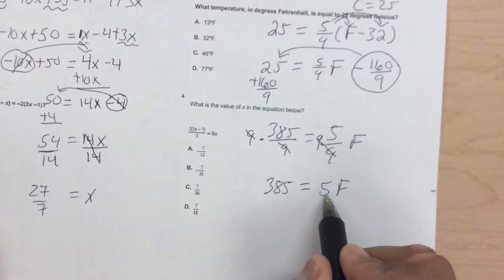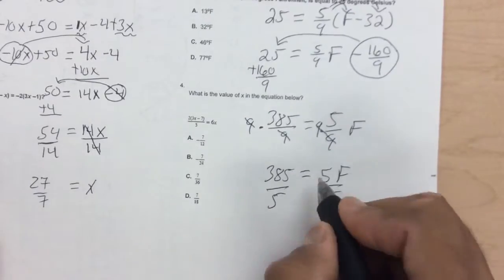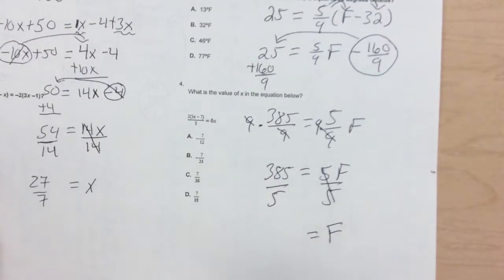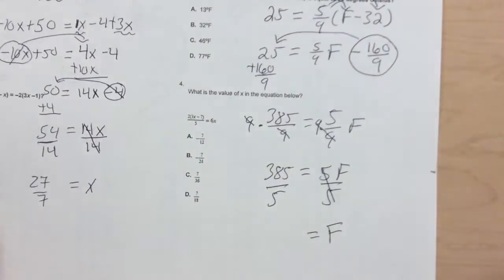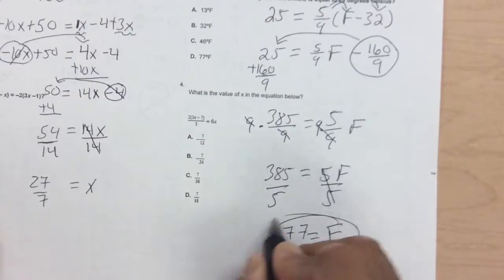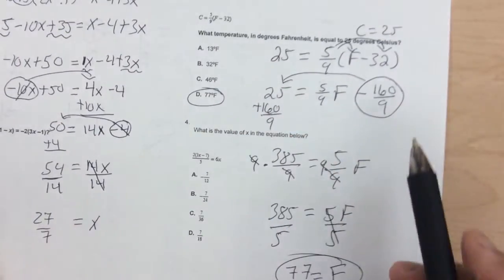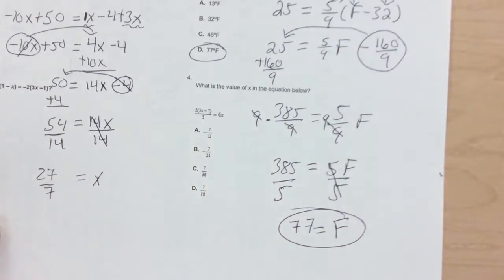Now, if you're multiplying by 5, the opposite is to divide by 5. So you're left with F equals, what is 385 divided by 5? Well, I don't know. Let's find out. 385 divided by 5 gives you 77. So my answer is D, 77. So 25 Celsius is actually 77 degrees Fahrenheit.